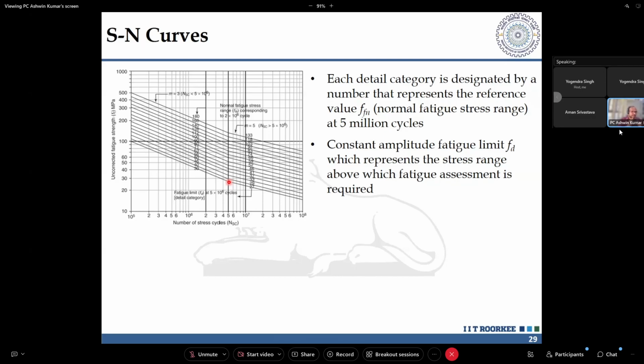But remember one thing, there is an addition in the definition for constant amplitude. So earlier we said that if I have to get an infinite life, I have to keep the stress range below the fatigue limit range, right? But what type of loading are we talking about? Are we talking about variable loading? Are we talking about constant amplitude loading?